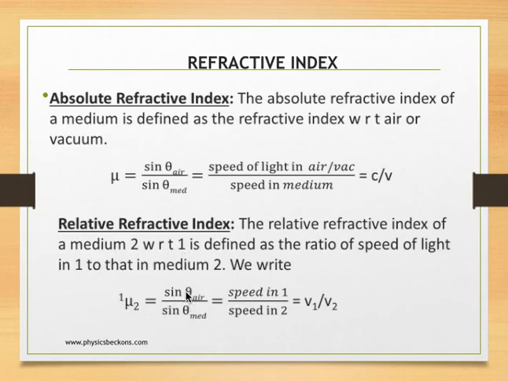respect to 1 equal to sine of angle in air, if medium 1 is air, over sine of angle in the medium, that is speed in medium 1 over speed in medium 2, or v1 by v2.